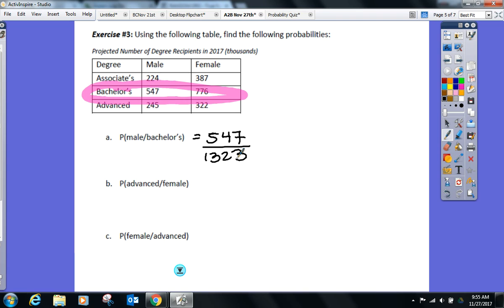Probability you'll have an advanced degree given you're female. Probability you're female given you have an advanced degree.